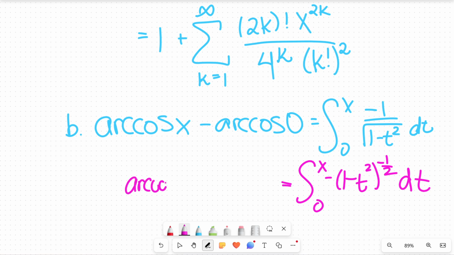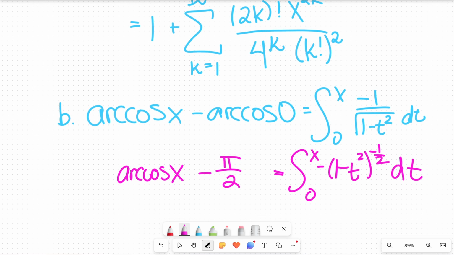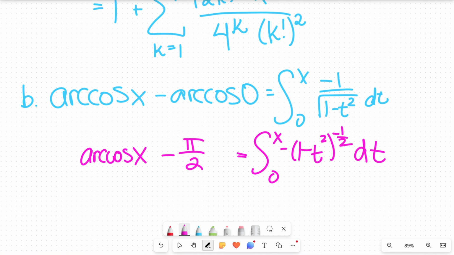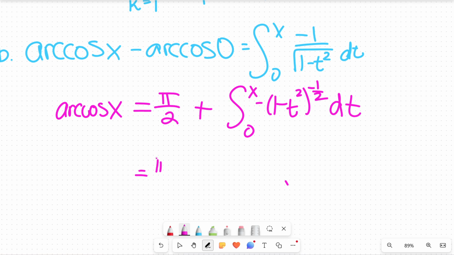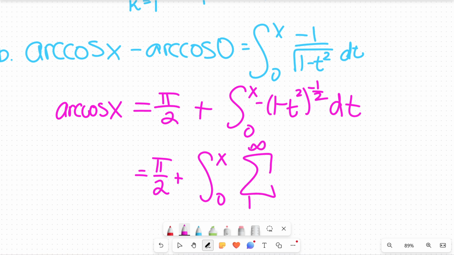Arc cosine x, we know that arc cosine of 0 is pi over 2, so I can write this as pi over 2. And then next I can bring this over to the other side, so I can say equals pi over 2 plus my integral. All right, and now I'm ready to integrate. So I have pi over 2 plus my integral from 0 to x. But I'm going to replace this with my Maclaurin series expansion. So I can say the sum to infinity, k equals 1. I'm starting this time with k equals 1.